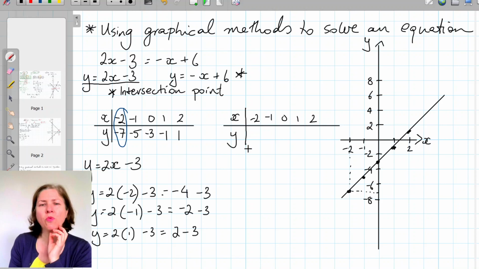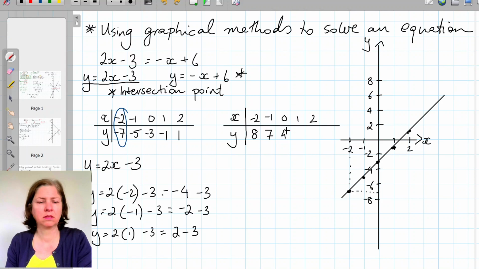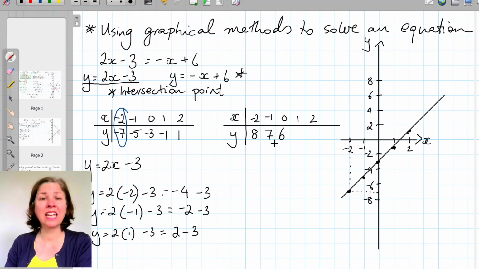So when x is negative 2, I get negative negative 2 plus 6, which gives me 2 plus 6, which is 8. When x is negative 1, I get negative negative 1, which is 1, plus 6, which is 7. When x is 0, I get 0 plus 6, which is 6. When x is 1, I get negative 1 plus 6, that's 5.